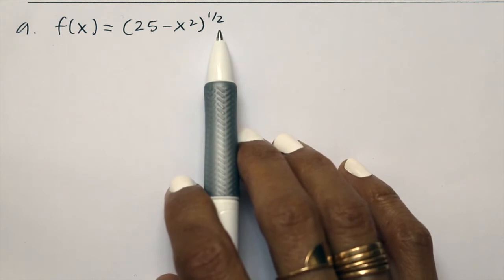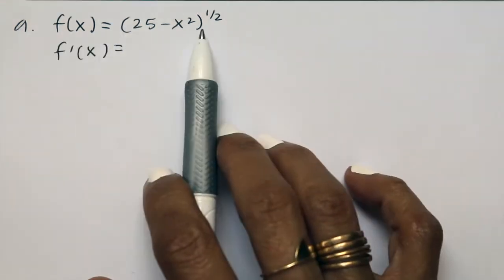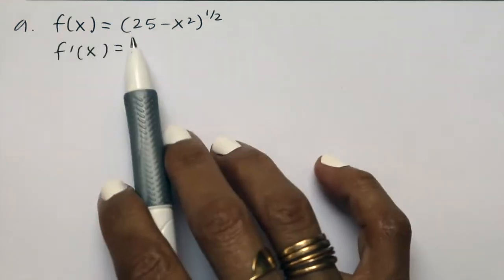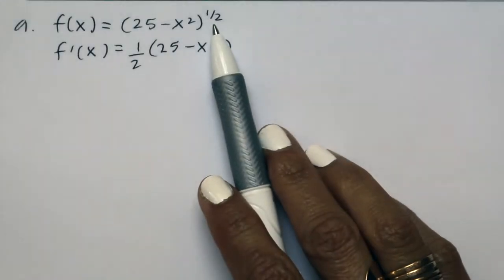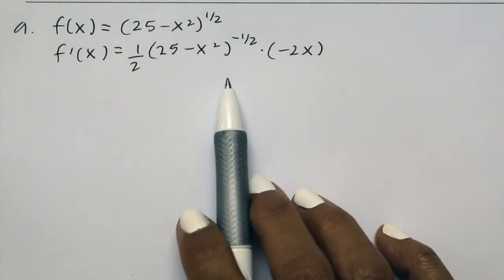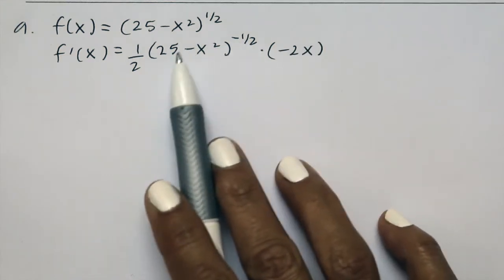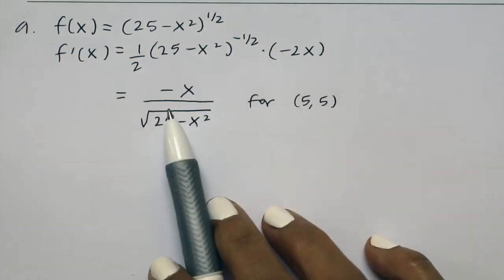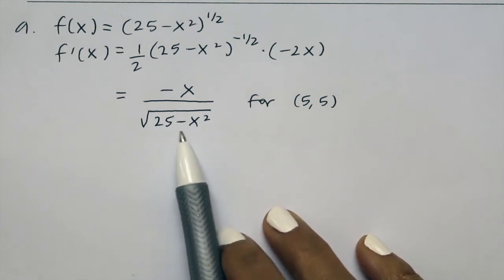Now to take the derivative, we're going to use the chain rule. The outside function is to the 1/2 power, so we're going to bring the 1/2 to the front. We're going to subtract 1 from the exponent, and then we're going to take the derivative of the inside. Finally, we're going to clean this up. I'm going to cancel the 2's and bring this expression to the denominator. So you end up getting -x over the square root of 25 minus x squared.